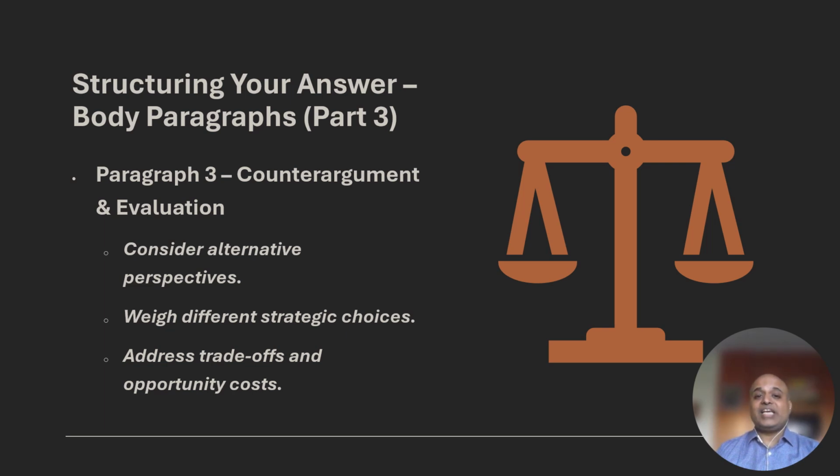Example, let's say you recommended that company X expands into international market. A counter argument could be, while expanding internationally can increase revenue, it also comes with risks such as cultural differences, complex regulations, and economic instability. Tip: use phrases like on the other hand, however, or a potential drawback is to introduce your counter argument smoothly.